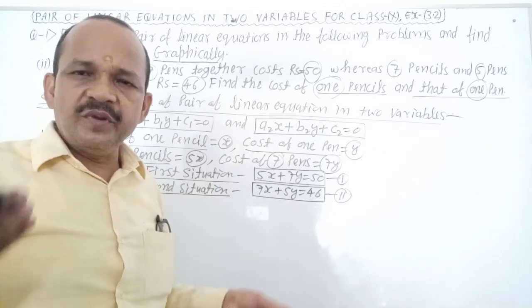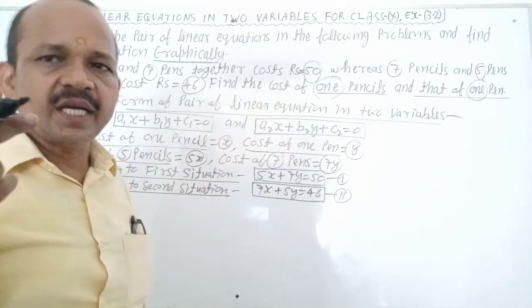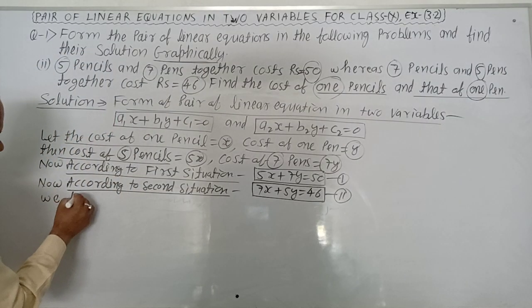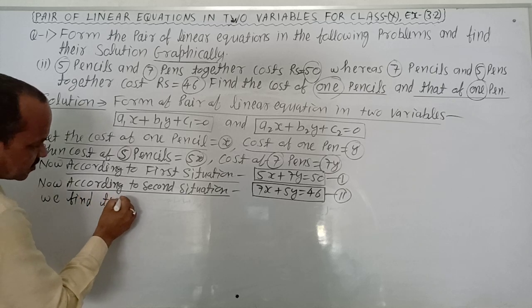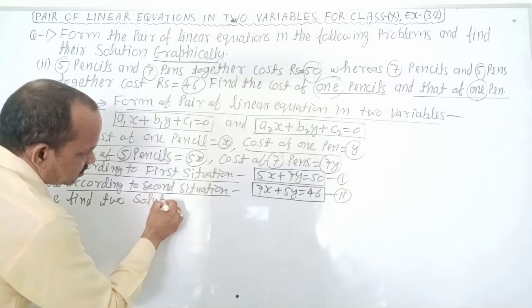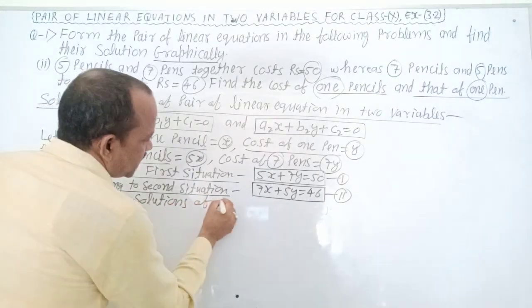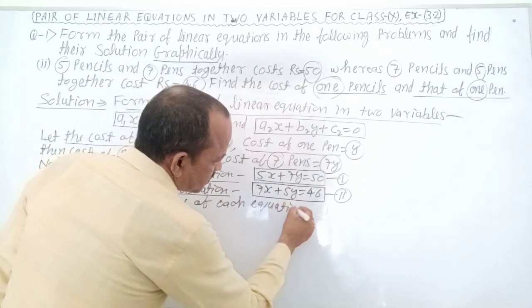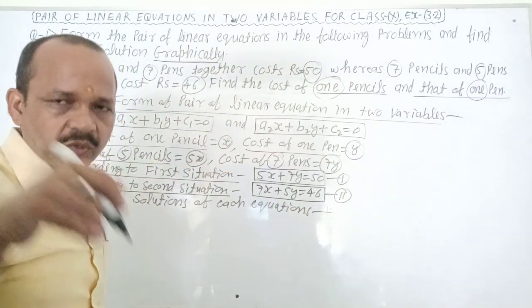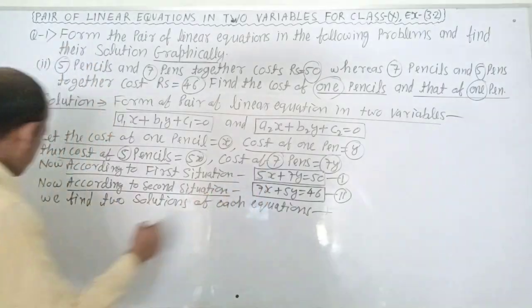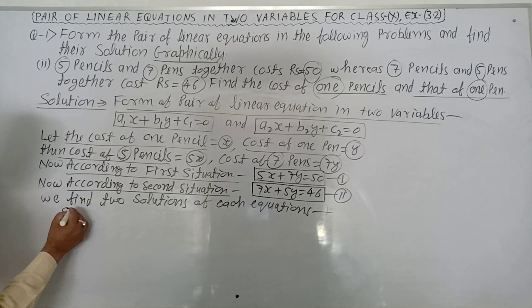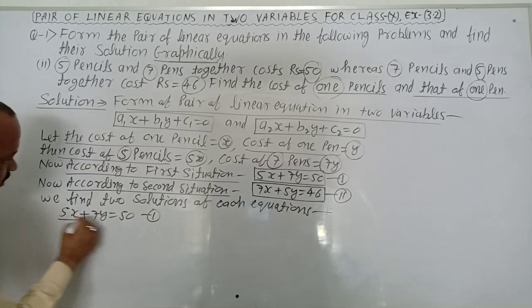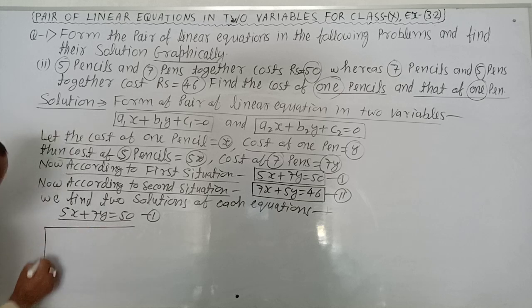Very good. Now we find two solutions of each equation. Clear? We find two solutions of each equation. The first equation is 5x plus 7y equal to 50. It is the first equation. We find two solutions of the first equation.